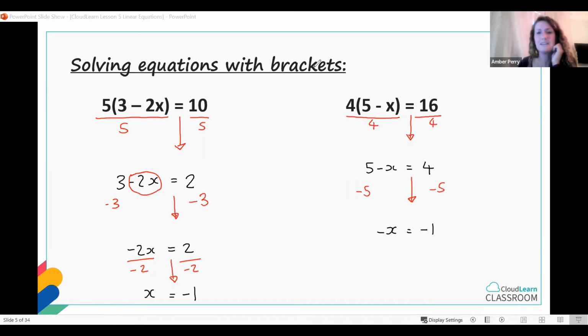And then if minus x is equal to negative 1, then we could treat this as minus 1 times x and divide by minus 1 if we wanted. Or we could just use common sense and see that if negative x is negative 1, then positive x must be positive 1 there. So our final answer is x is equal to 1.